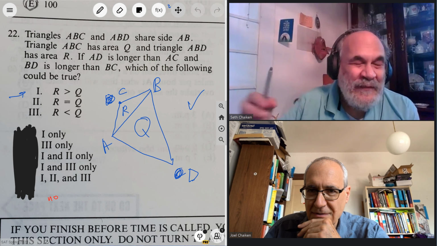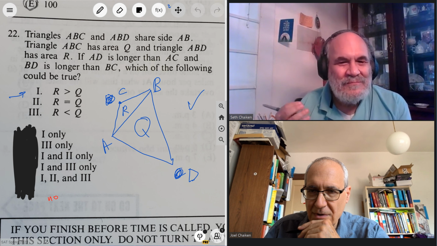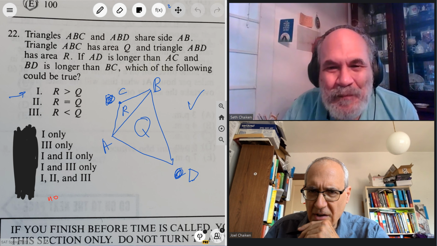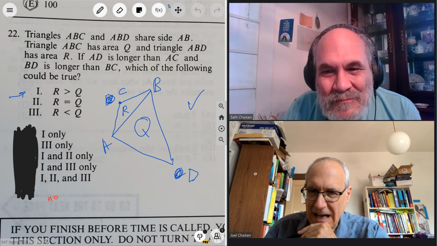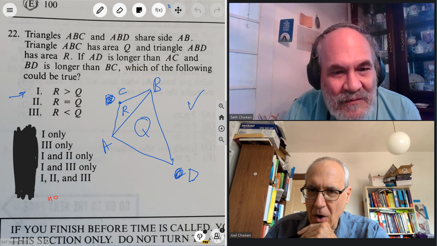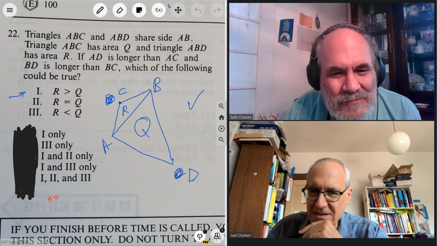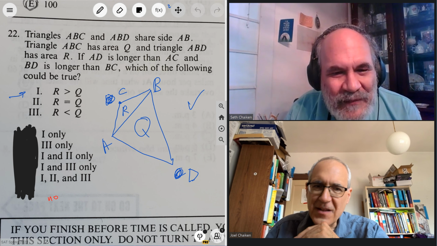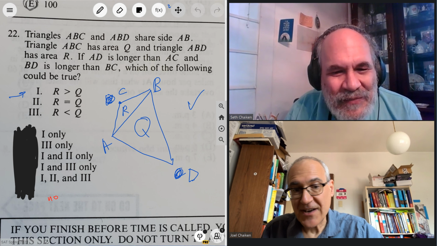The area of R is greater than Q. R equals Q. R is less than Q. Well, it's probably not. See, the problem here is I know what the person answered. I never actually looked at the answer.